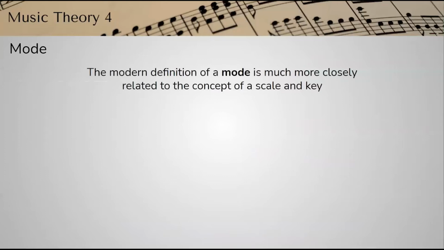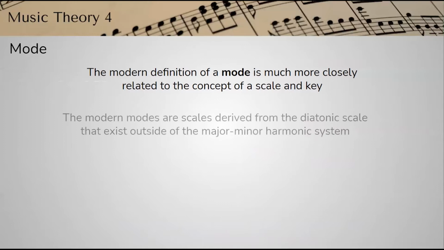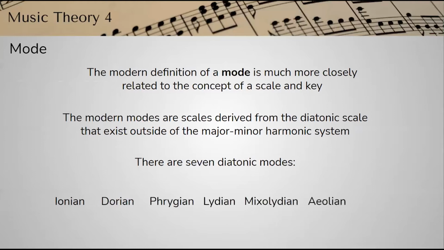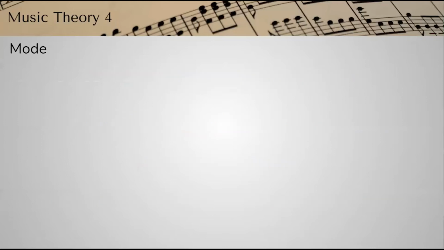But let's talk now about the modern definition of a mode. And this is much more closely related to the concept of a scale or a key. Okay? So the modern modes are essentially scales derived from the diatonic scale that exist outside of the major or minor harmonic system. So they're just ways of exploring new material that is not necessarily major or minor as we're used to. And there are 7 of these things. We've probably heard these before. One is called Ionian. We have Dorian, we have Phrygian, we have Lydian, we have Mixolydian, we have Aeolian, and we have Locrian.